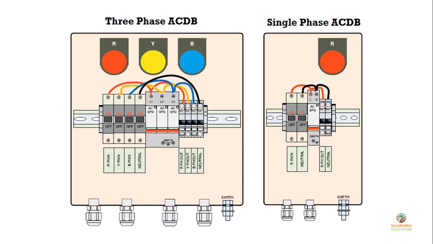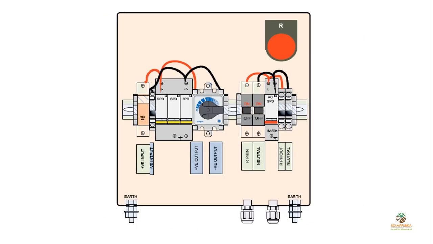On the right hand side, you can see single phase ACDB having two pole MCB. Line and neutral input terminal is going through the MCB and connected to the terminal of SPD. And you can collect the output of this ACDB from the connector placed at right hand side.